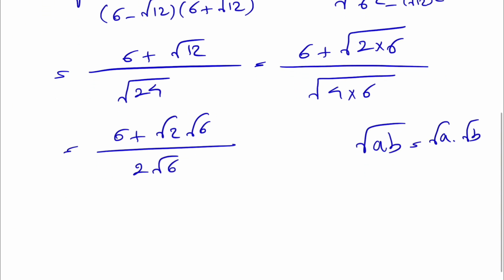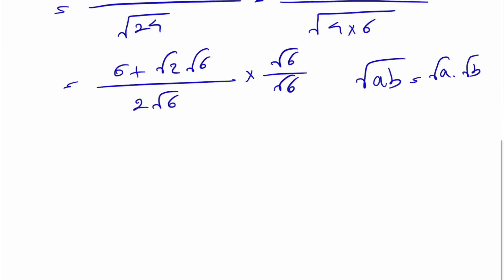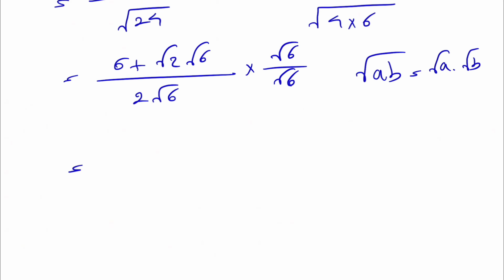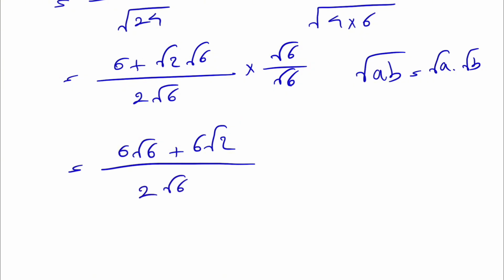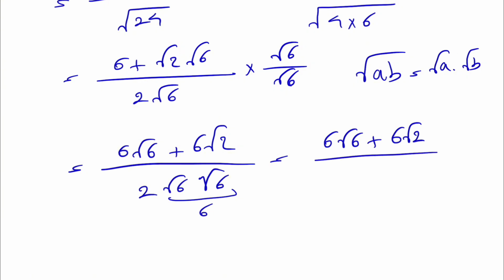Now if we multiply the numerator and denominator by the square root of 6, let's see what we can have. The first part will have 6 square root of 6 plus 6 square root of 2, and in the denominator we'll have 2 times the square root of 6 times the square root of 6. This will be 6, and what we have basically is 6 square root of 6 plus 6 square root of 2 divided by 2 times 6, which is 12.